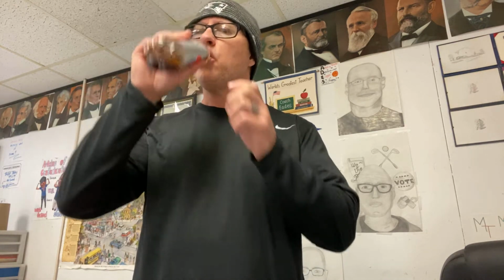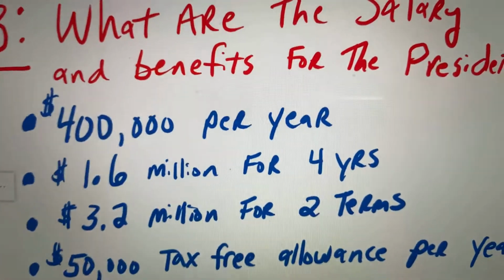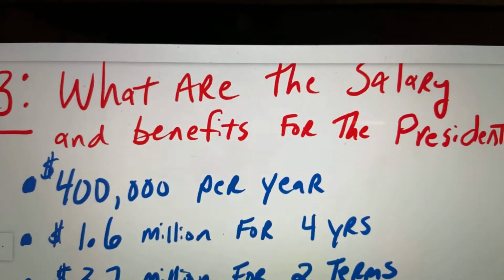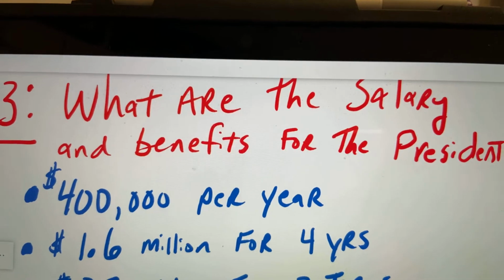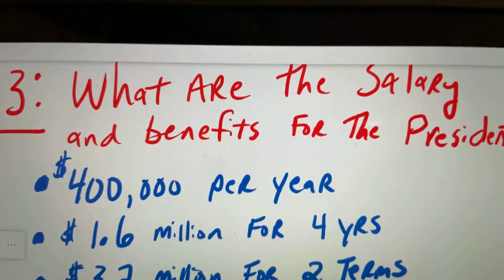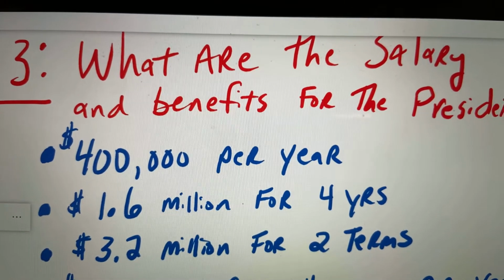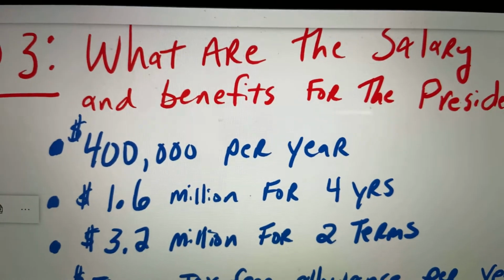Now, I did some math, though, just to make it sound a little better. You ready? All right, let's take a look. That means for 4 years, he'll make $1.6 million. If he's lucky enough to be elected for two terms, two 4-year terms, and serve as president for 8 years, he's going to make $3.2 million. Now, for some reason, that sounds a little better, don't it?